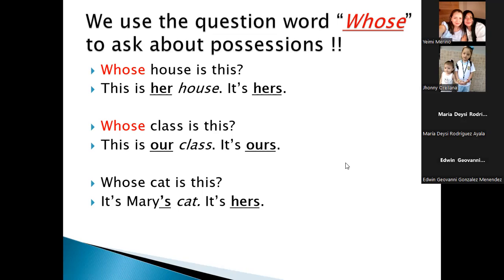Whose house is this? This is her house. It's hers. Whose class is this? This is our class. It is ours. Whose cat is this? It's Mary's cat. It is hers. Nice. Okay. As you can see here, como ustedes pueden ver, ahí tenemos las maneras de cómo responderles, ¿verdad? En la última aparece una nueva versión que es la que vamos a hablar ahora. It's Mary's cat. It's hers. Ahí es lo más específico, porque incluso dice el nombre de quien pertenece el cat.